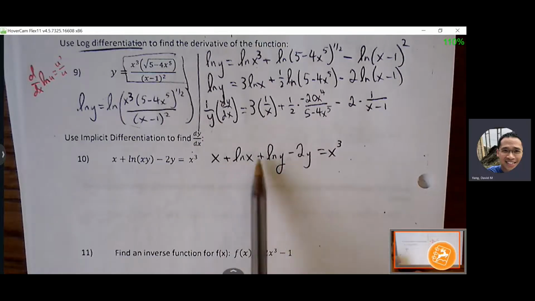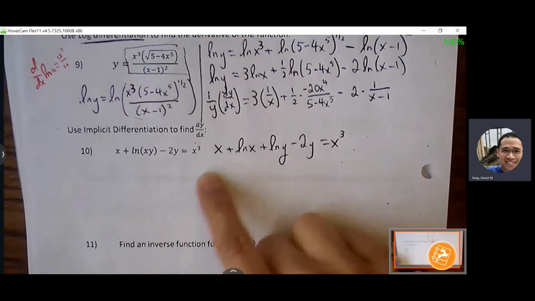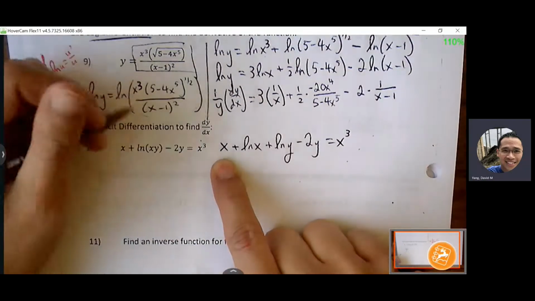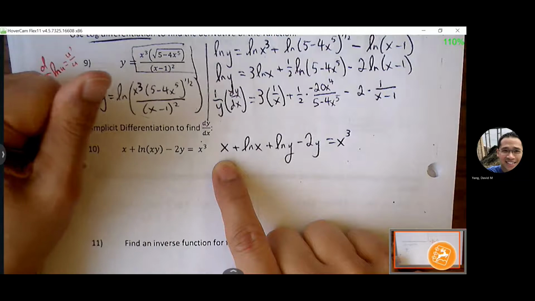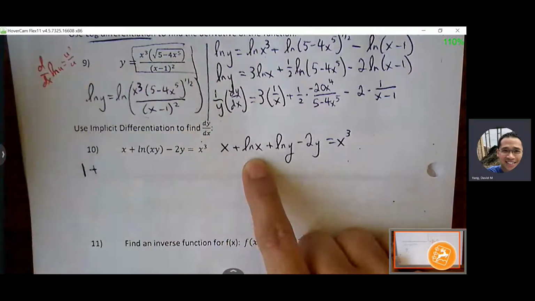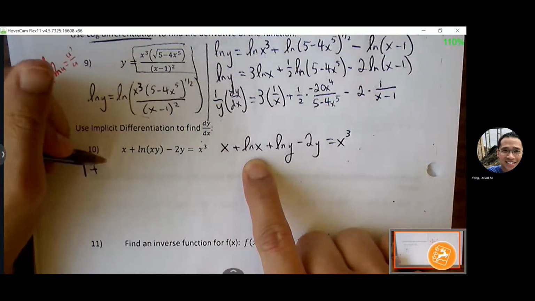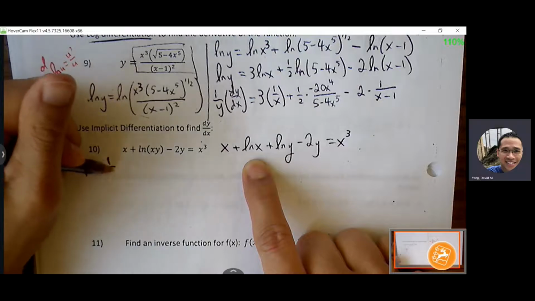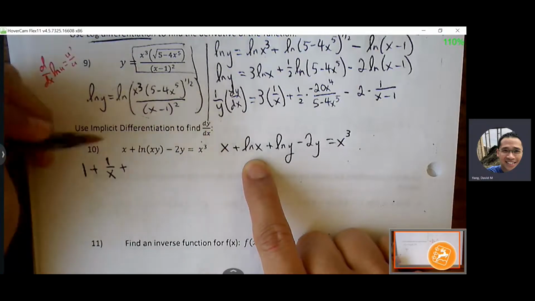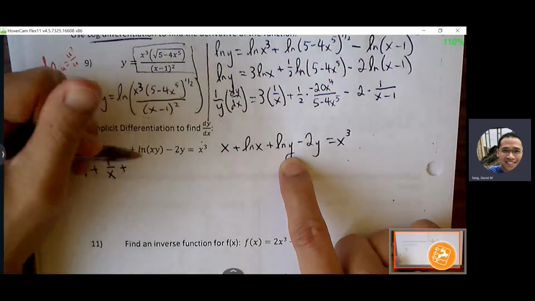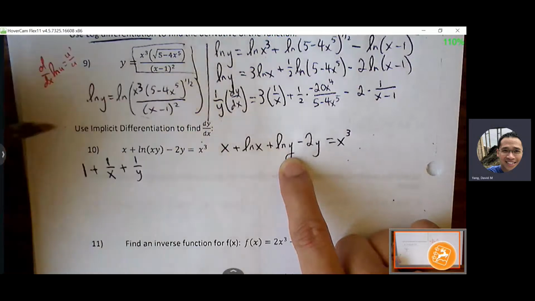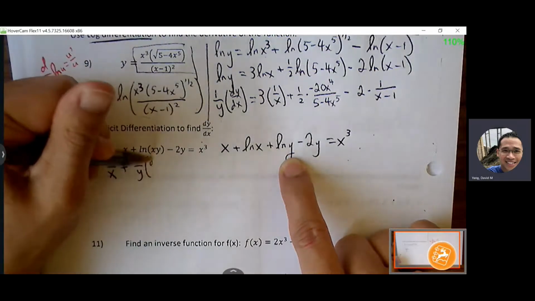Okay, so now we have all these individual terms. We can take the derivative, and then we're going to have dy/dx pop up along the way. Okay, one thing at a time here. x becomes 1, right? Natural log of x becomes 1 over x. Natural log of y becomes, okay, with what? dy/dx, yeah.